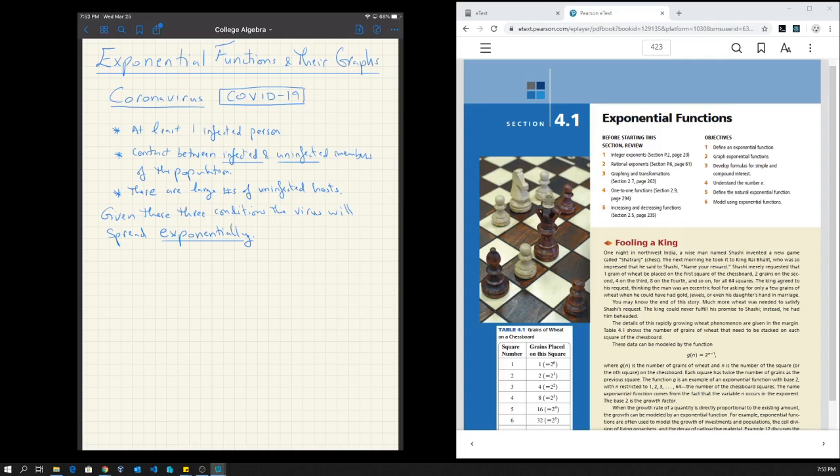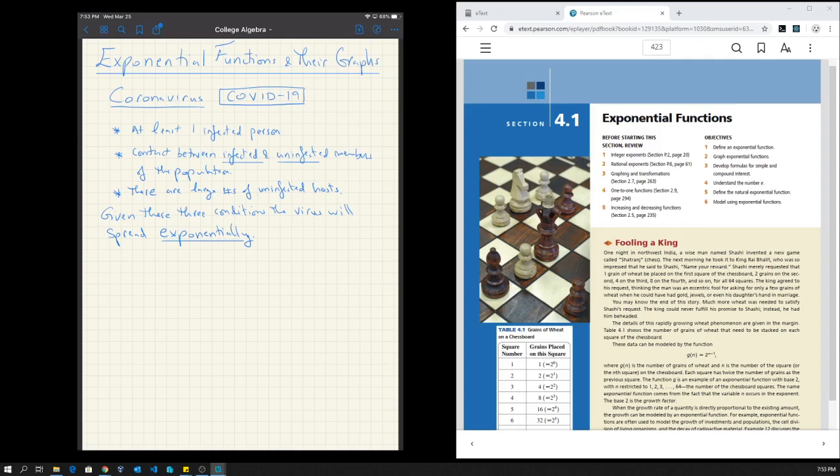What does that mean? Well, that means it's gonna keep doubling every so often. So maybe it will double every month or double every 3 days or it will double every 4 days or it will double every week. And how soon that happens, the shorter the period of time, the faster the virus is in terms of spreading.